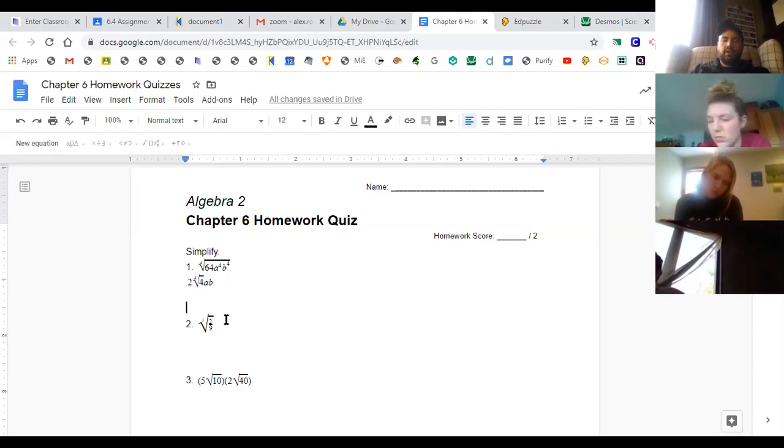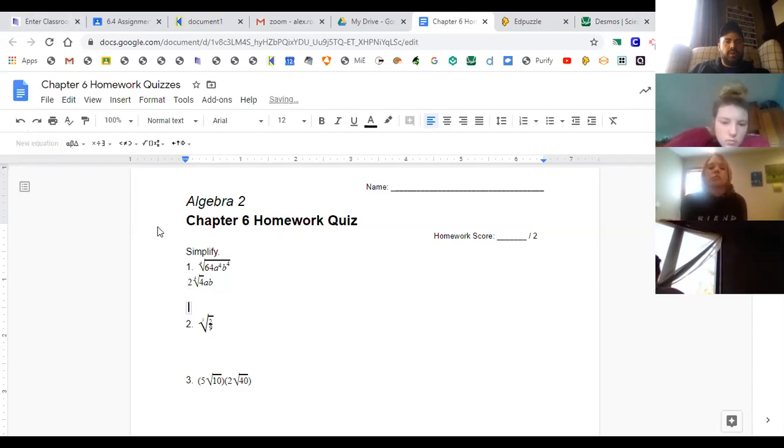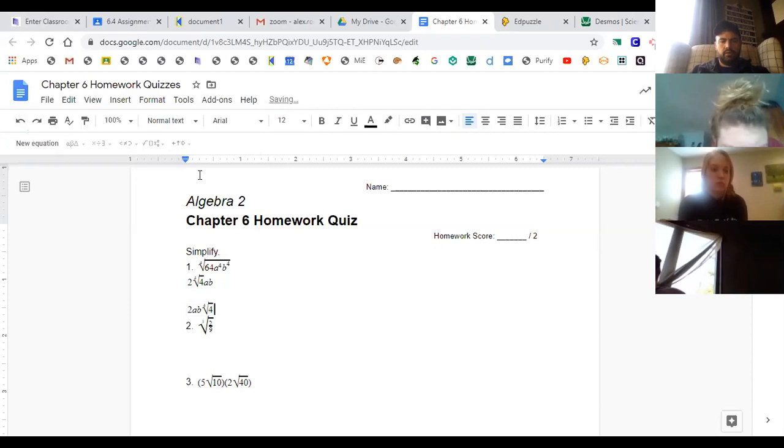Another way you could have written this: 2ab, and then the 4th root of 4. That's another way to write it. Both of them are correct, either way is correct, and I would accept both accordingly.